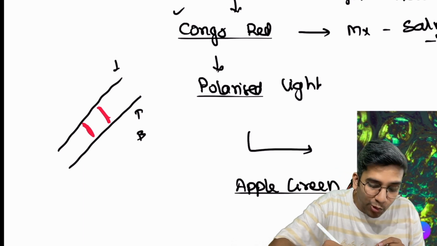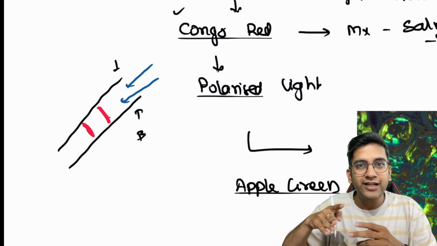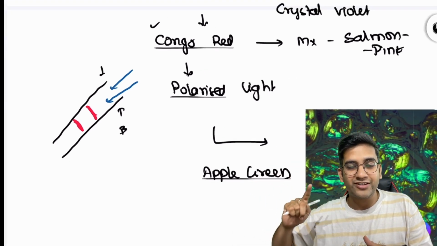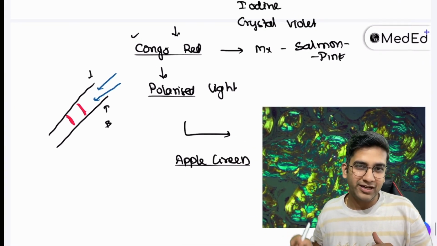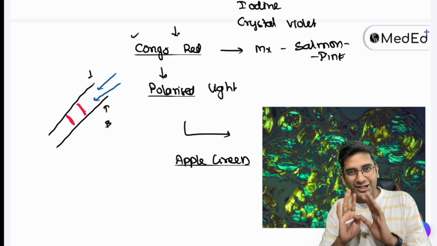And when I put a polarized light, it's light being shined at a branch, right? So it reflects. So when I use Congo red microscopy under a polarized light, that gives a beautiful apple green birefringence. The classical apple green birefringence for amyloid, right? So that's all in short about amyloid.